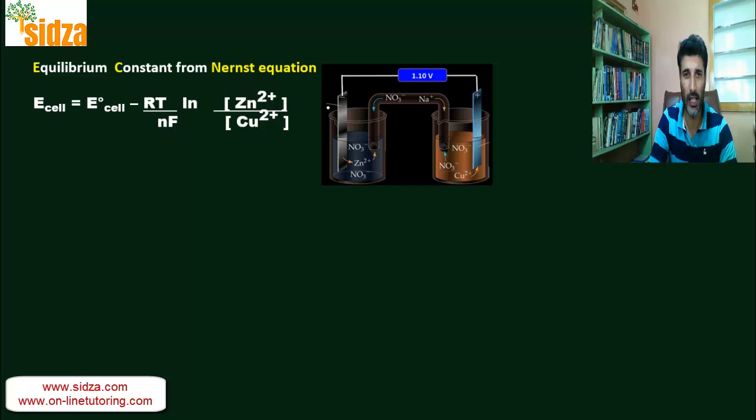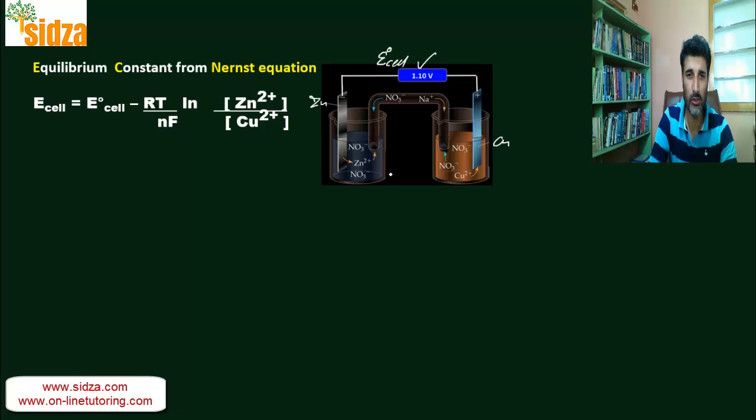Here we have a galvanic cell which is made by connecting the zinc electrode with the copper electrode, and under the standard conditions this particular galvanic cell has a voltage of 1.1 volt, which is actually the standard EMF of the cell.